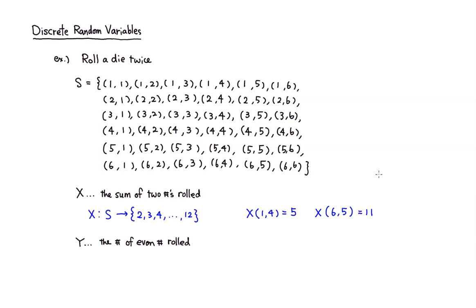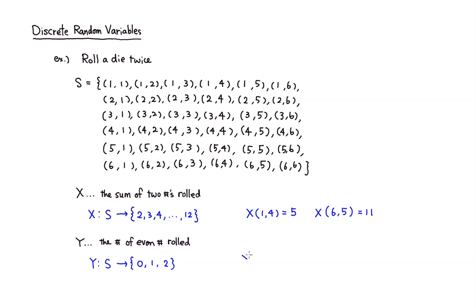That's one example. Another example: Y could be the number of even numbers rolled. Y is still defined on the sample space, but the possible values it can have are 0, meaning no even number was rolled, or 1, or 2.